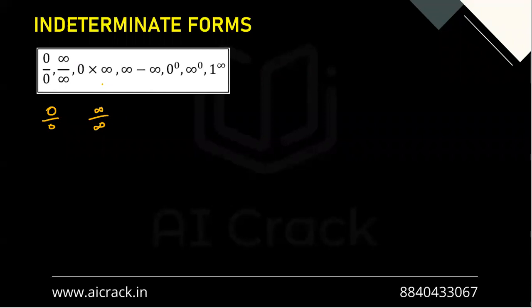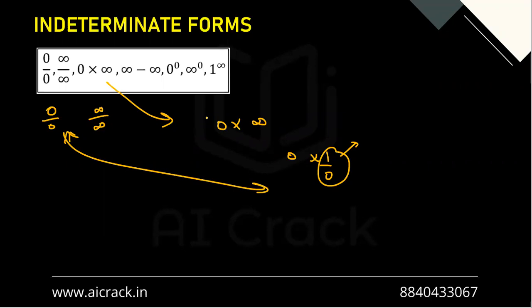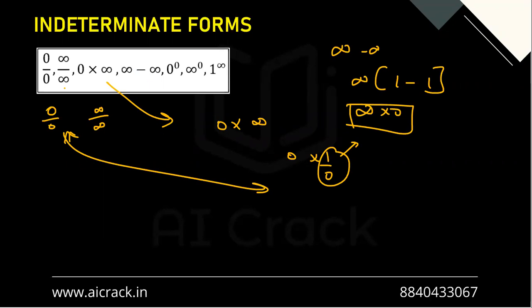Similarly for 0 into infinity, this is again nothing but 0 into 1 by 0, right? So this is nothing but infinity. So it's an alternative form of this one, similar one. Now infinity minus infinity, again this one is infinity 1 minus 1. Again, this is the infinity into 0 form, more or less similar like that. We tend to convert both these forms into this one only eventually, but you can get an idea that this is nothing but 0 by 0 or infinity by infinity, more or less similar.